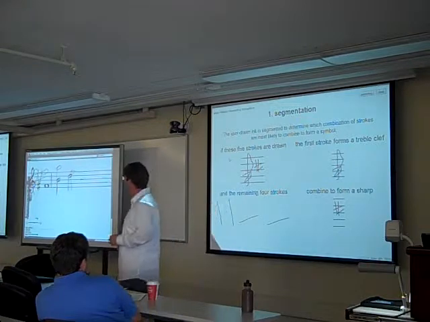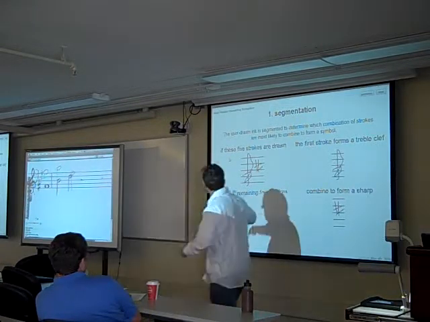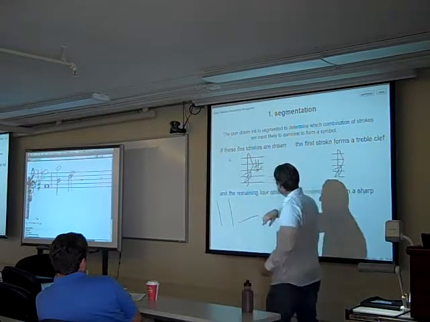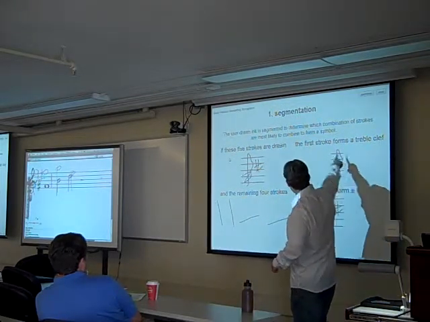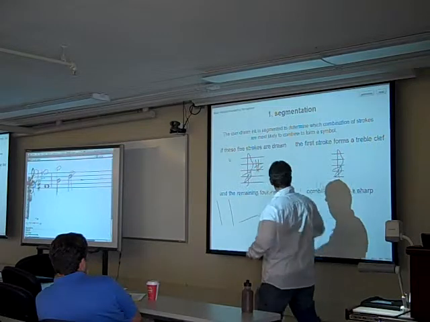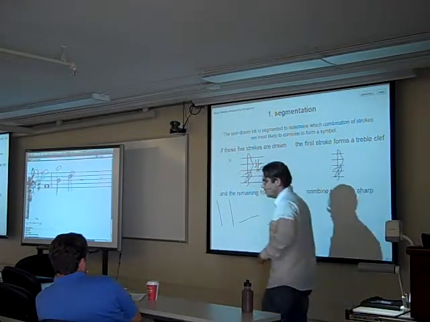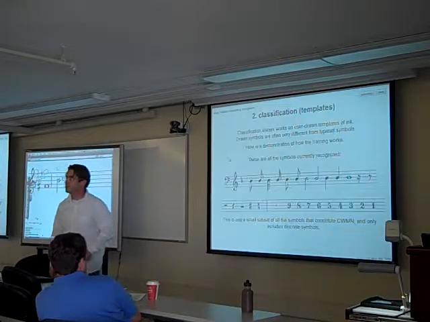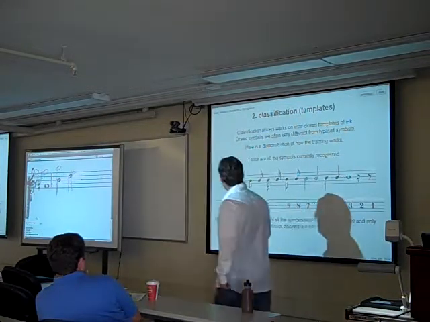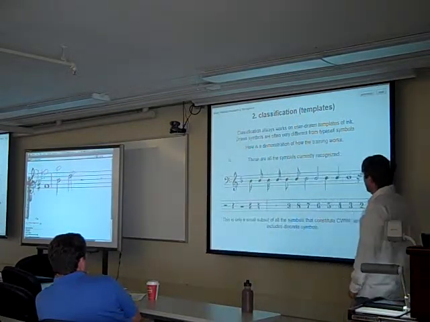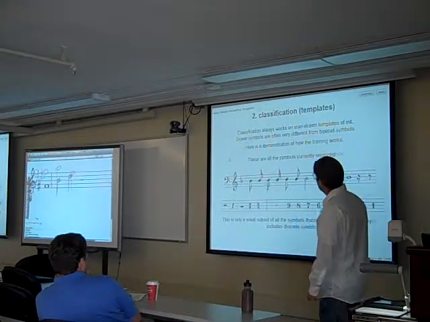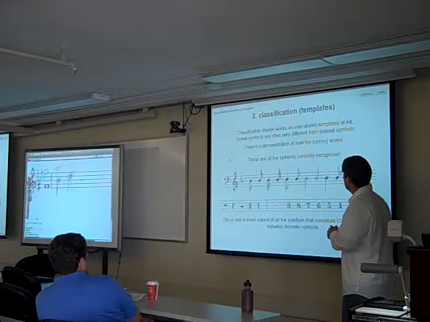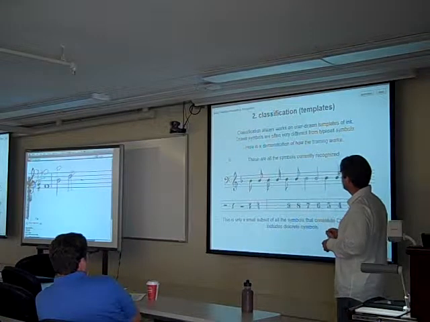So, for instance, if we were to draw these five strokes, we would say, okay, the first one we think is a treble clef, and these next four we think combine to form this sharp, rather than just this haystack of strokes. So the next thing we do is we classify. We want to say, okay, we think that these strokes are more likely to be this particular symbol.